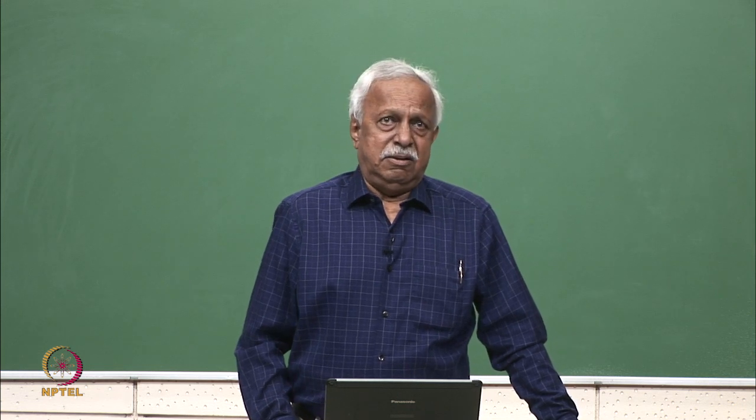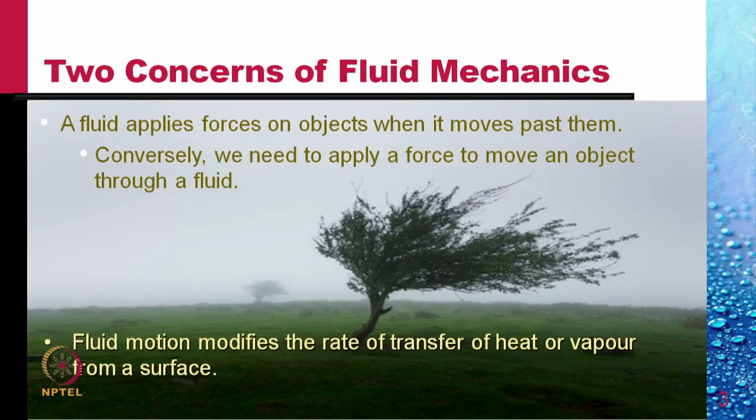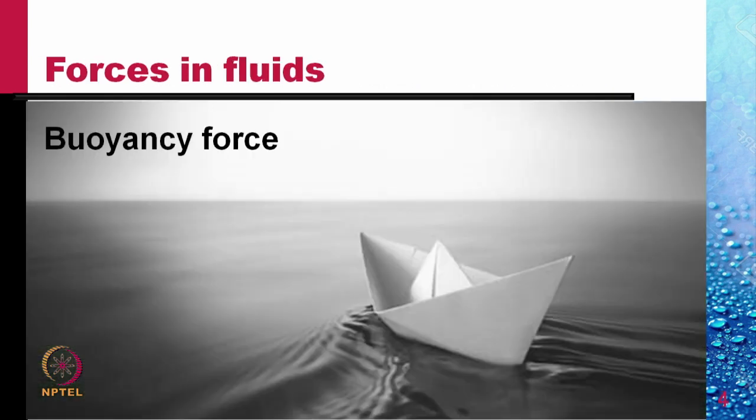The second concern of fluid mechanics is that the fluid motion modifies the rate of transfer of heat and vapor from a surface. And this rate of transfer of heat and vapor is required for designing heat transfer equipment and diffusion equipment, largely an engineering concern. So, we need to study how the fluid motion modifies those rates of transfer. This is what we are going to do in this subject. But first, let us talk about the various kinds of forces in the fluid.